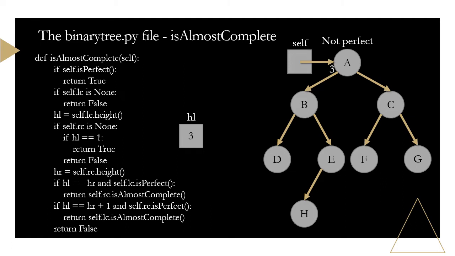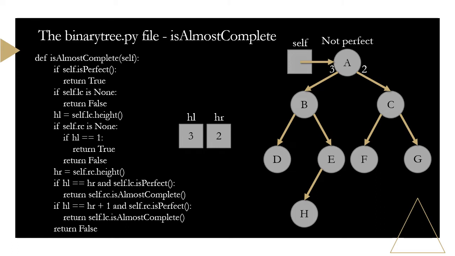So the if condition after HL is not met. And we call the height function for the right subtree. And we get HR equal to 2 because there are two levels of the tree rooted at C. Now, look at the second last if. Is HL equal to HR? No. Look at the last if. Is HL equal to HR plus 1? Yes.